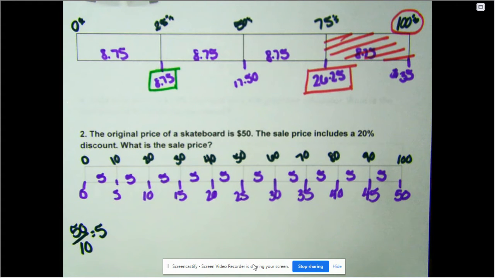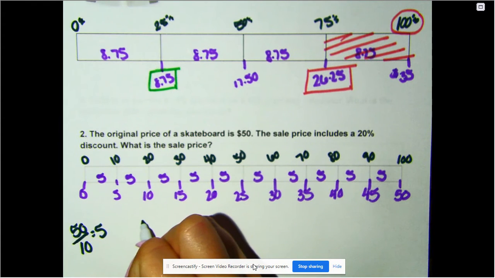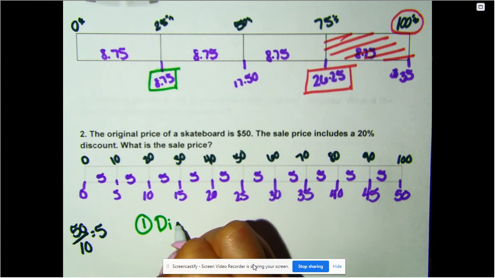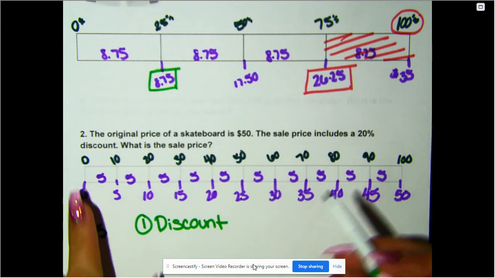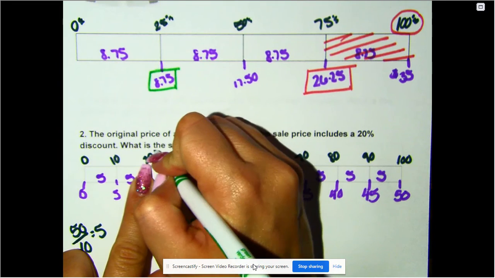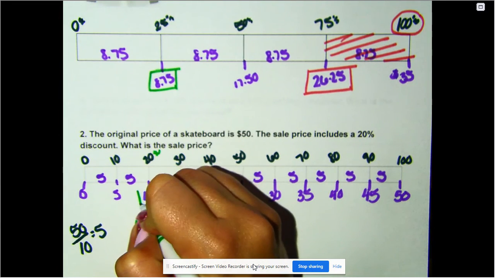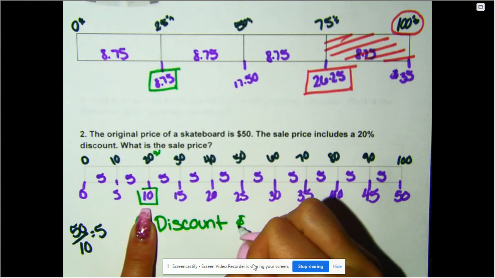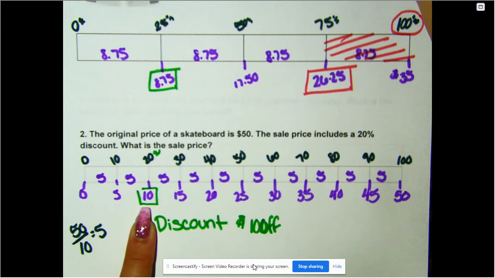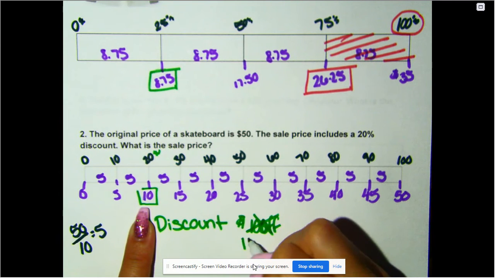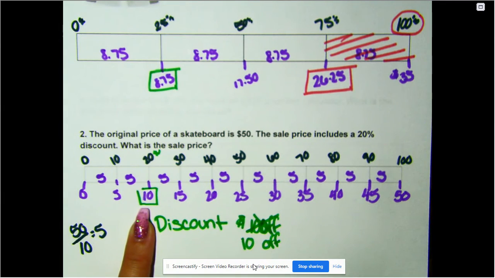We did all the setting up of our percent bar model. Now we need to figure out what it is asking. First, I need to find the discount. Step number 1 is figuring out that discount amount. I know that 20% is being taken off, so let's look at my percents up here. 20% represents $10. So my discount amount is $10 off of this particular skateboard.